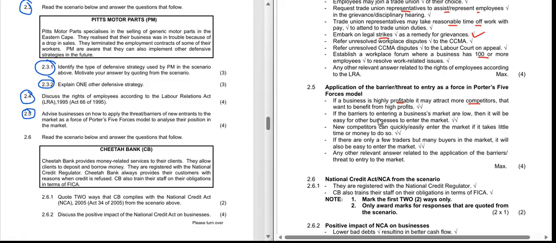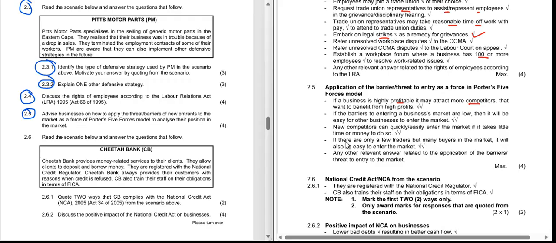And then new competitors can quickly or easily enter the market if it takes little time or money to do so. So this is about the capital that someone needs in order to start that same line of business that you're operating. If they don't really need a lot of money, it means it's easy for people to invest in that business. So the chances of a high threat are actually there.